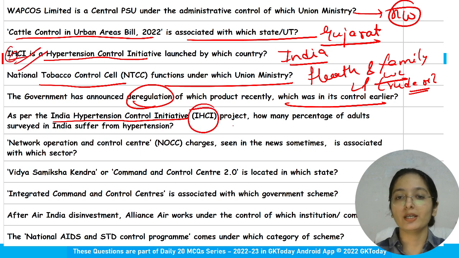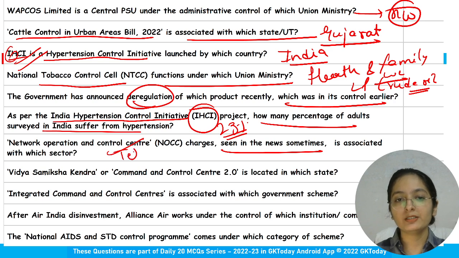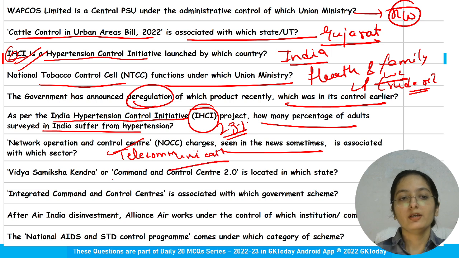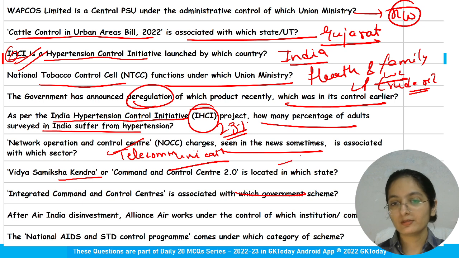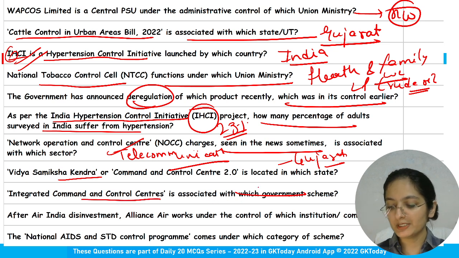IHCI, I stands for India. How many percentage of adults surveyed in India suffer from hypertension? 23%. Network Operation and Control Center charges seen in news is associated with which sector? Telecommunication. Vidya Samiksha Kendra is located in which state? Gujarat. Integrated Command and Control Center is associated with which government scheme? A very famous scheme, Smart Cities Mission.